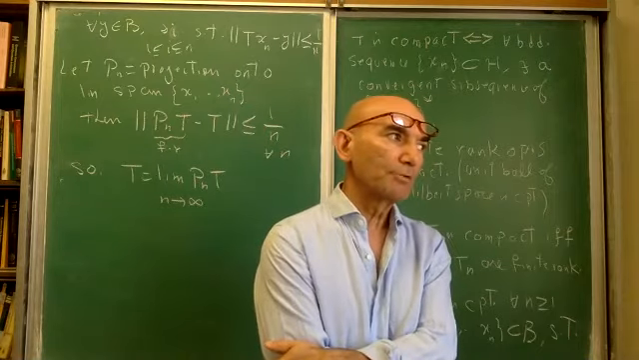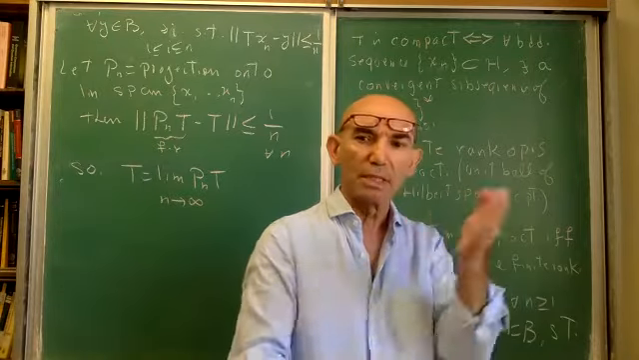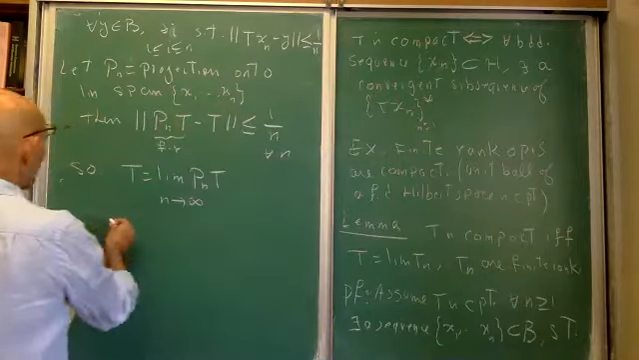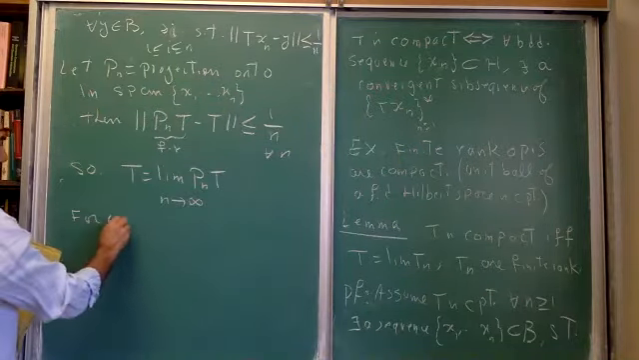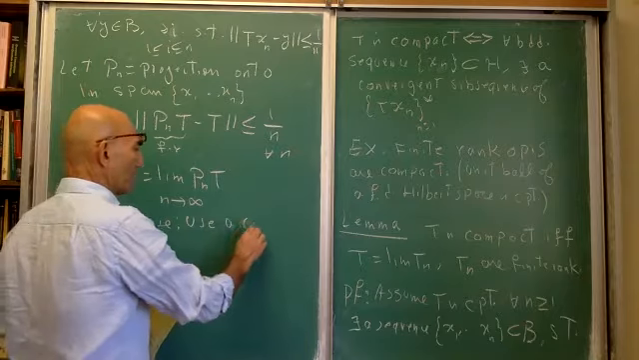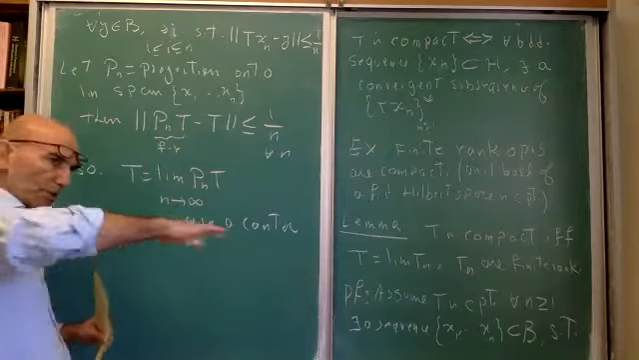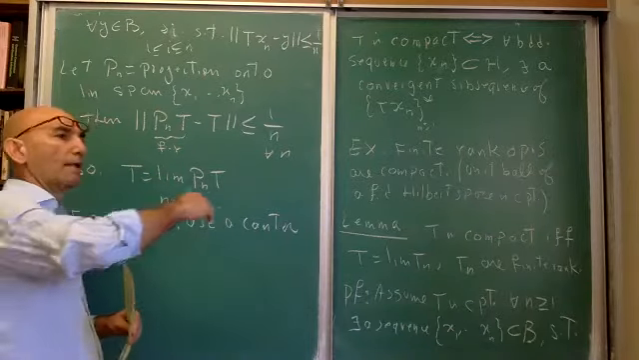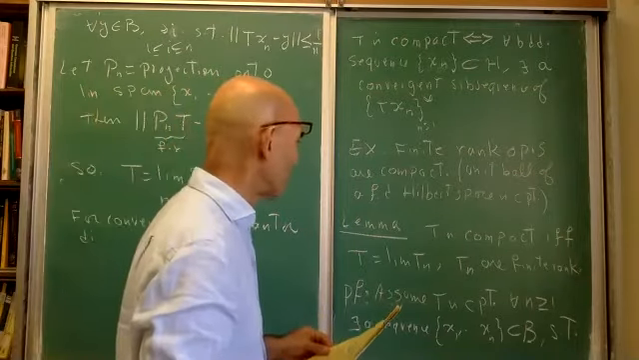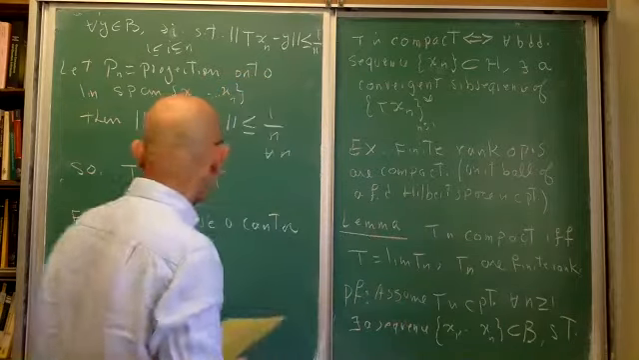Now, the other direction is not difficult either. We just have to use a diagonal type argument. For the converse, use a diagonal argument: you choose sequences of sequences, and then you choose the diagonal, and that's going to give you compactness of the limit of finite ranks.